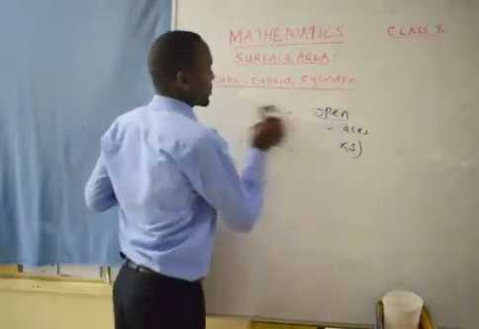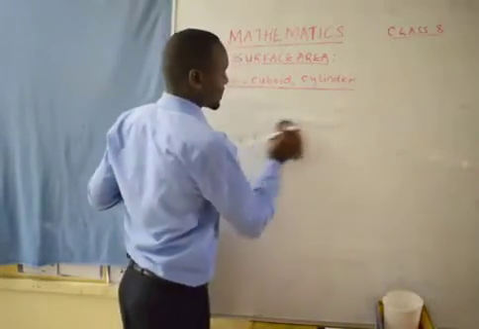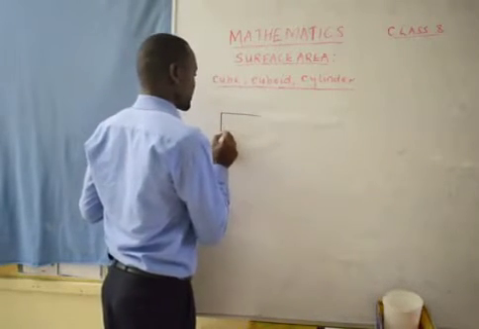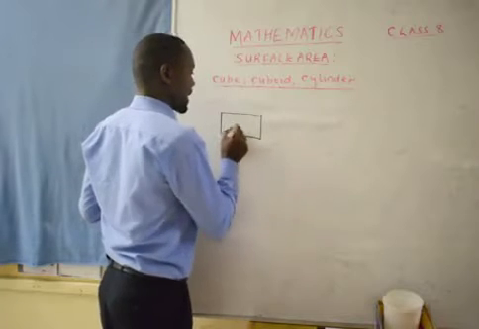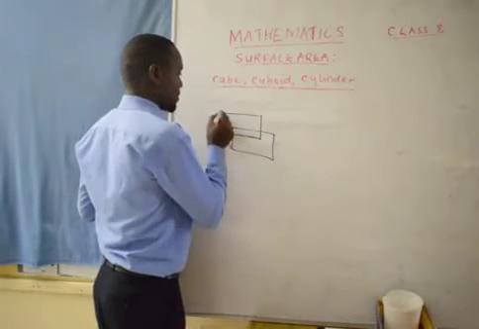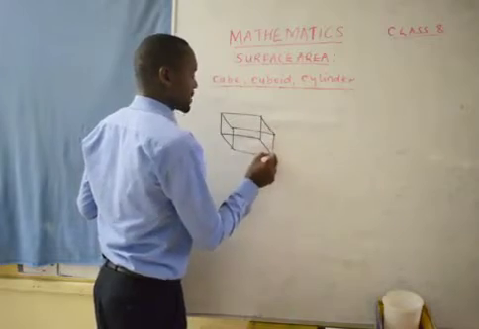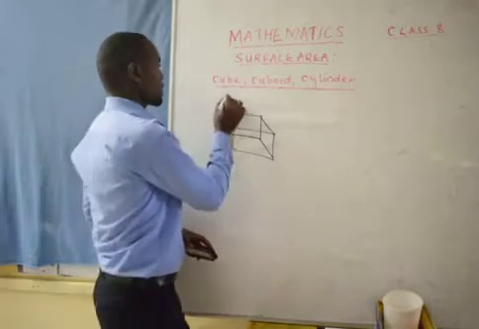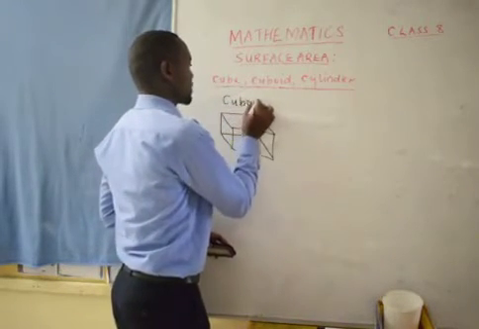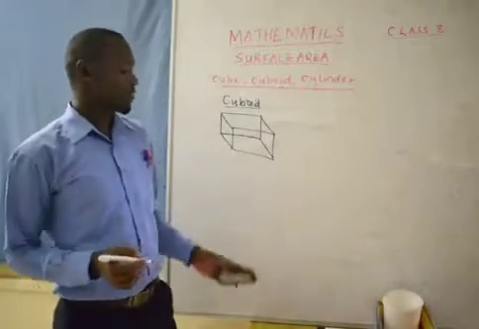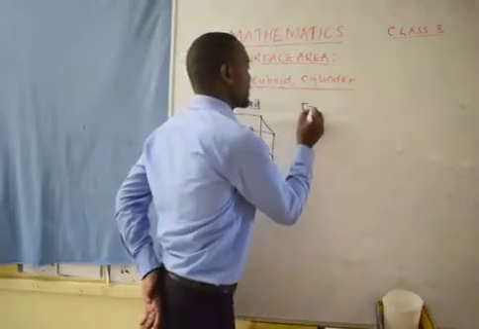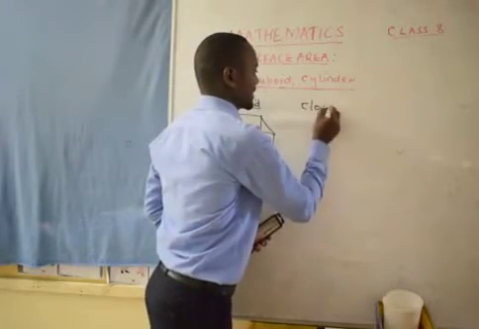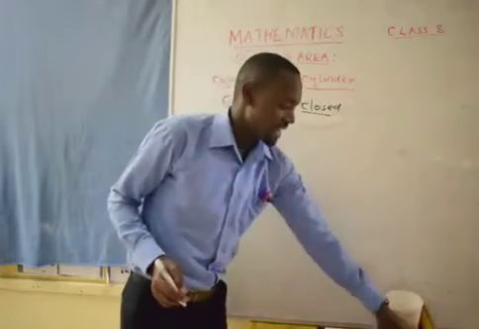Now let's look at the surface area of a cuboid. A cuboid is a rectangular prism whereby the faces are rectangular in shape. Now, in the case of a cuboid, a closed cuboid, just like a cube, has 6 faces.